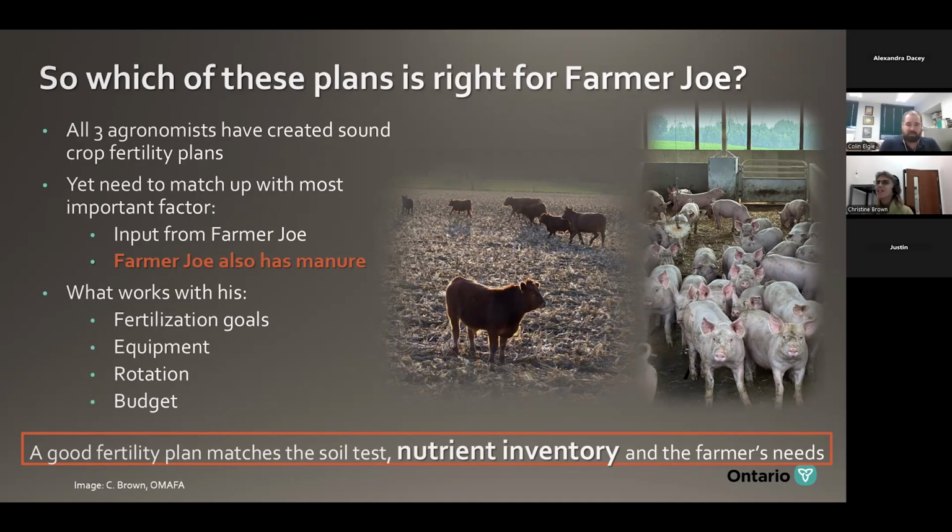Okay, thanks, Colin. I'm going to take over right from where you left off. So one of the things that Farmer Joe forgot to tell the consultants is that he has manure. And the kind of manure is going to make a difference on what kind of nutrients we can expect. But a good fertility plan matches the soil test, it matches the farmer's need, but it also needs to match the nutrient inventory that's on the farm.